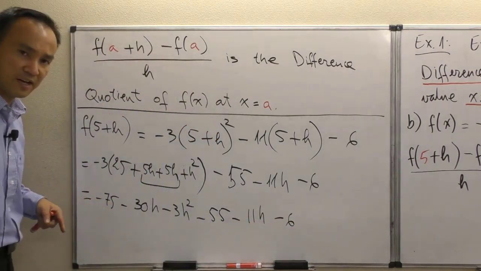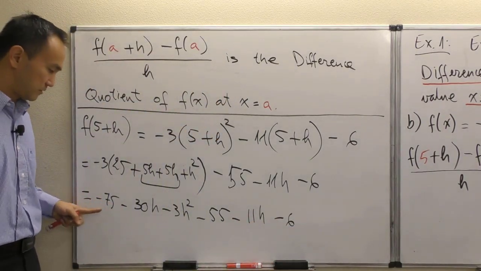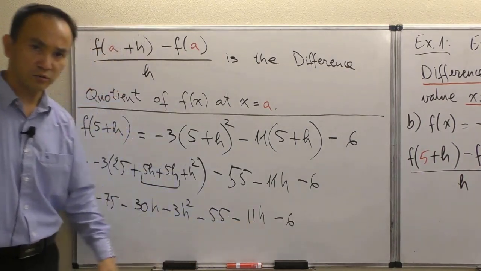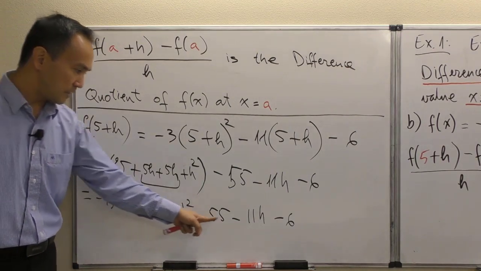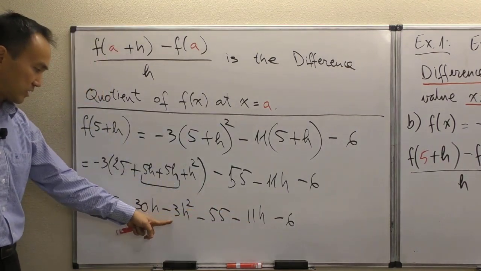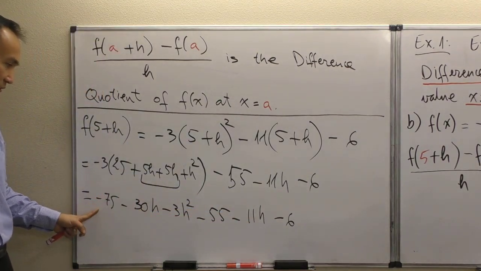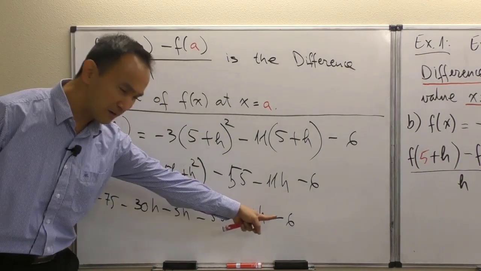Okay, lots of like terms to combine, and lots of constant terms to combine as well. Okay, so minus 30h and minus 11h, and minus 3h squared, and then minus 75, minus 55 and minus 6 right there.